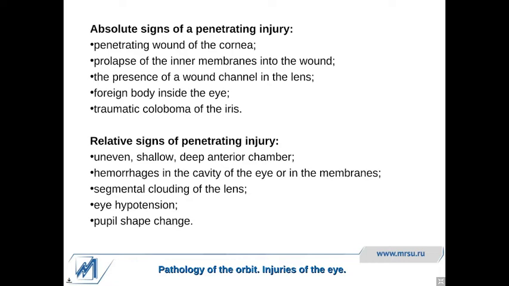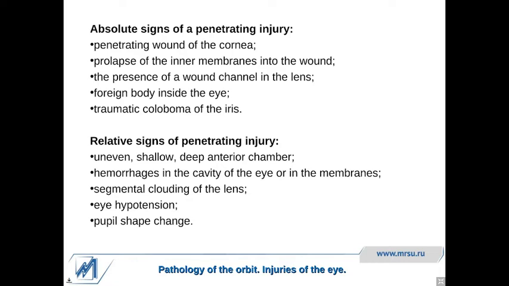There are specific signs of penetrating injury. They can be absolute and relative. If we have one of the absolute signs, it means there is a penetrating injury. If we have one or several relative signs, it can be a penetrating injury or it can be something else, some other disease of the eyeball.